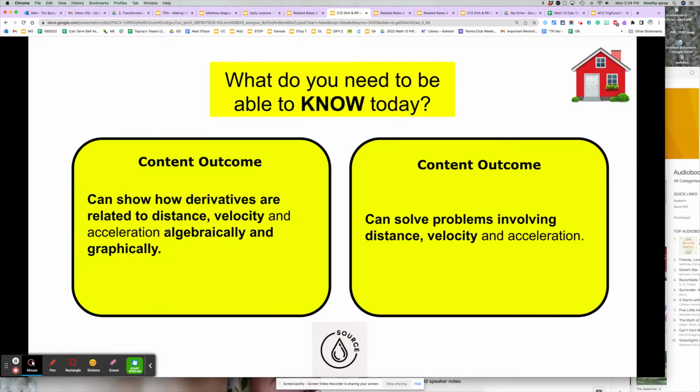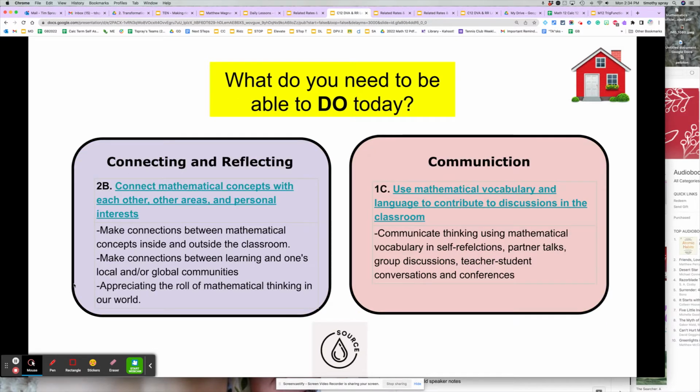So today, here's the content outcome. Can show how derivatives are related to distance, velocity, and acceleration, algebraically and graphically. And the content outcome is also can solve problems involving distance, velocity, and acceleration. But today we're going to focus on the bolded stuff, which has to do with velocity. Today should be a day where you should be able to make connections between the mathematics that we're doing and clear examples we see outside and all around us. And I want you to be using the vocabulary interchangeably between velocity, acceleration, and their related and correlated derivative language.